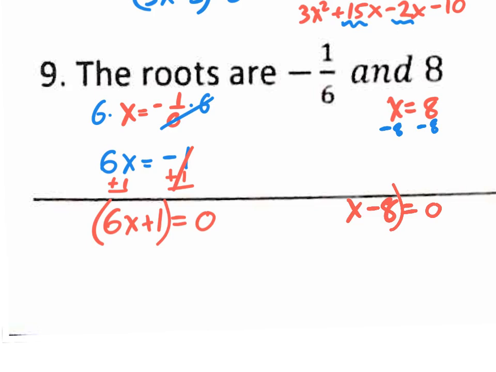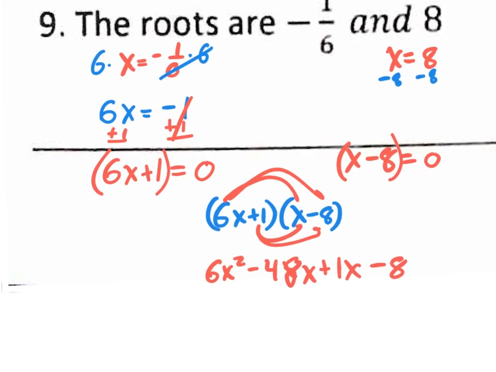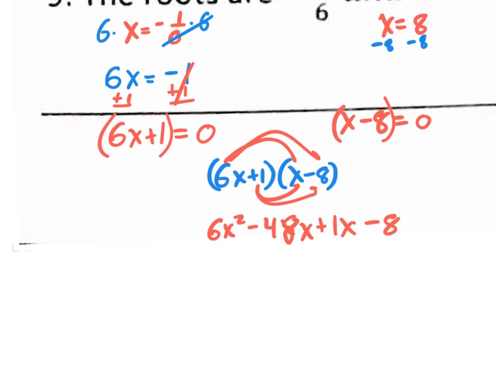So anyways, there's your binomial. We need to put both binomials together. So you have 6x plus 1 times x minus 8. Let's see what happens here. 6 times x, 6x squared. 6 times negative 8, negative 48x. 1 times x is positive 1x. 1 times negative 8 is negative 8. Let's combine the middle terms, and we will have our quadratic trinomial answer.